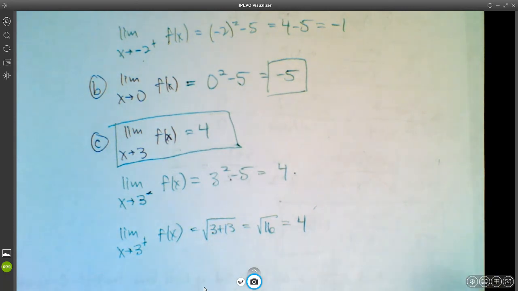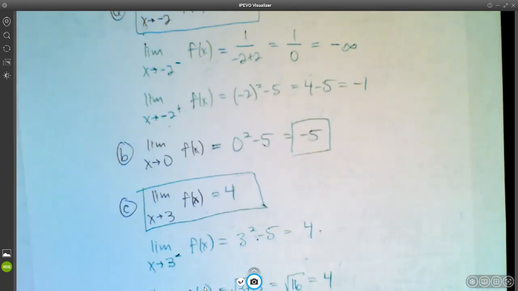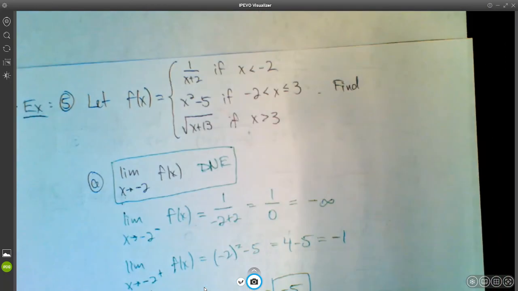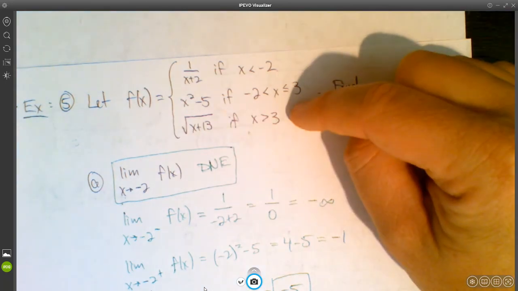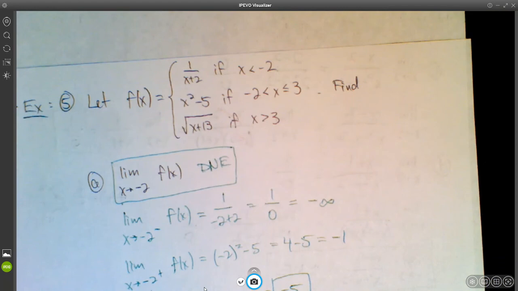Okay, so this is how we would deal with piecewise functions, right? If you're looking for a limit as x approaches some value where the function changes rules, like at negative 2 and 3 in this case, then you need to look at what's happening as you approach from the left and what's happening as you approach from the right.